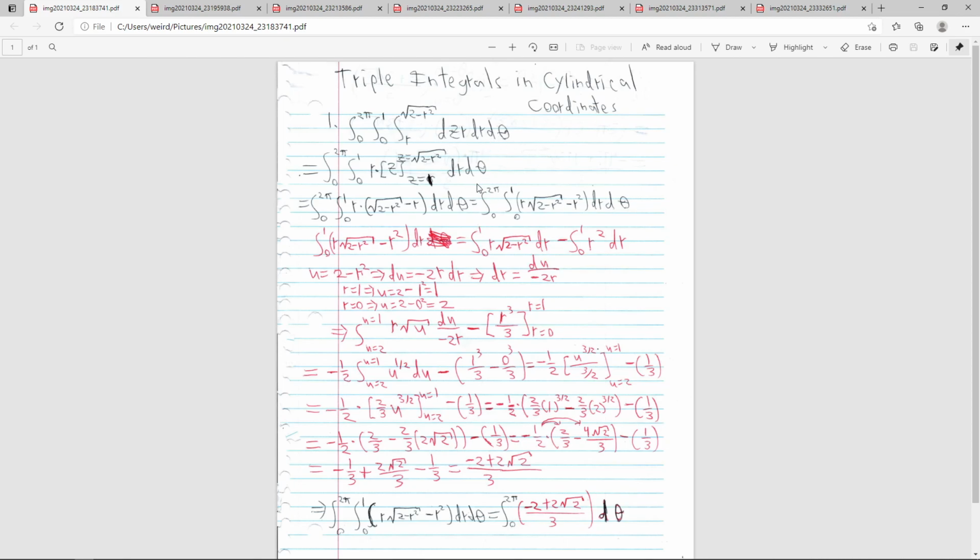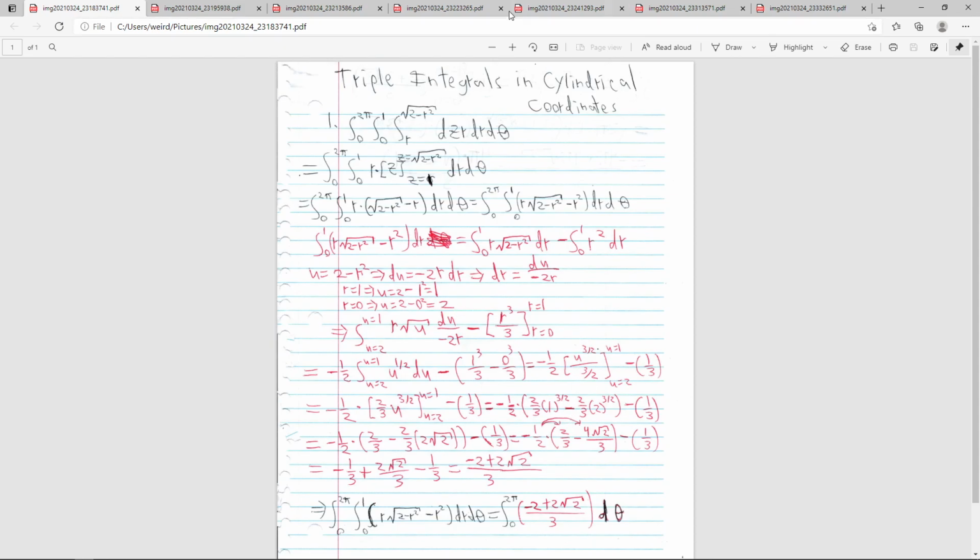So when we're solving this, let's continue on. First you have, like before, it's in terms of z first, so r is just a constant in this one integral. So r times square root of 2 minus r squared minus r, dr d theta, so you multiply in the r, so it's r square root of 2 minus r squared minus r squared, dr d theta.